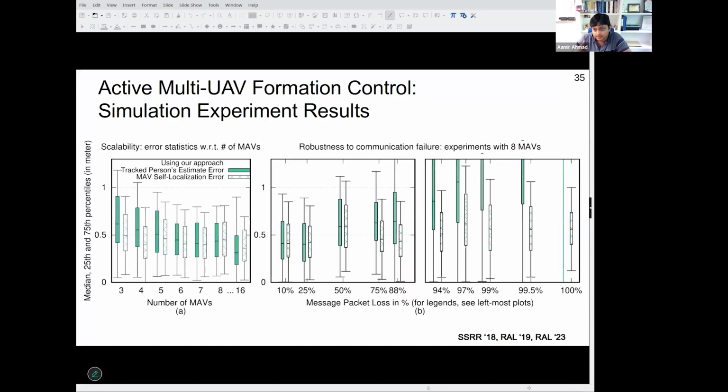Okay, and this outcome is also highlighted again on this plot on the left side, where we increase the number of UAVs. We see the increase in accuracy, the decrease in error, is high at lower numbers of UAVs, and it gets saturated as we increase the number of UAVs. We also performed some experiments to test communication failure and observed that the method is robust to a high degree of packet loss, as you see on the right side.